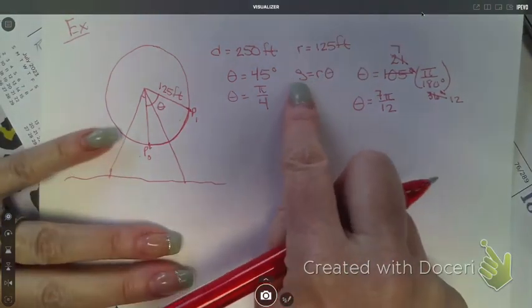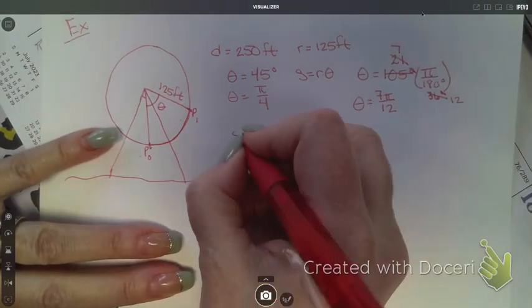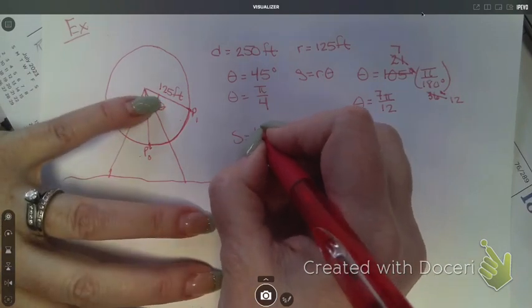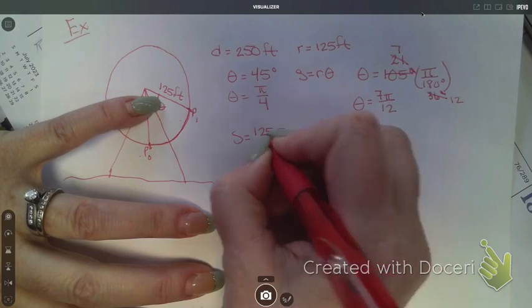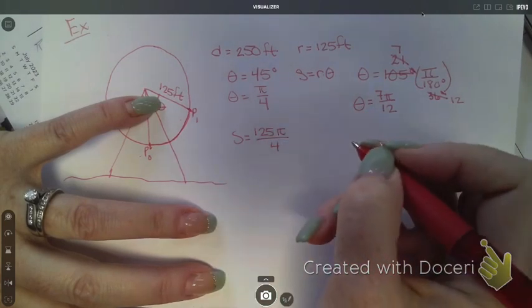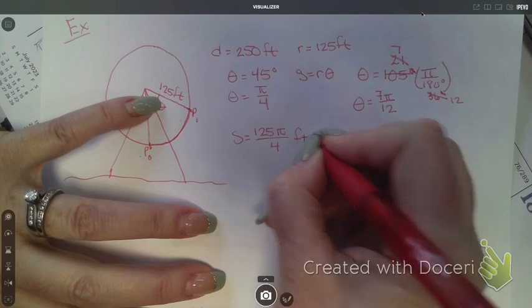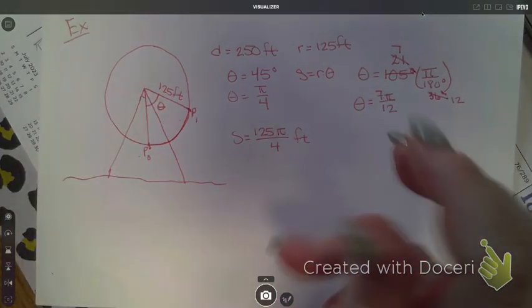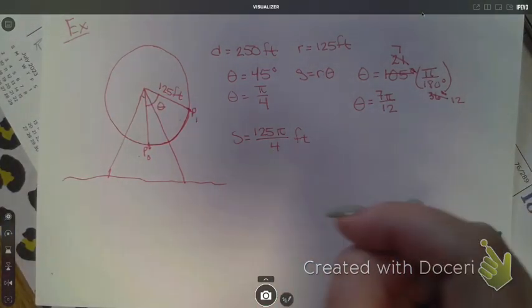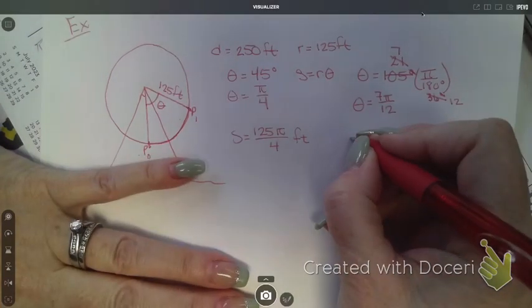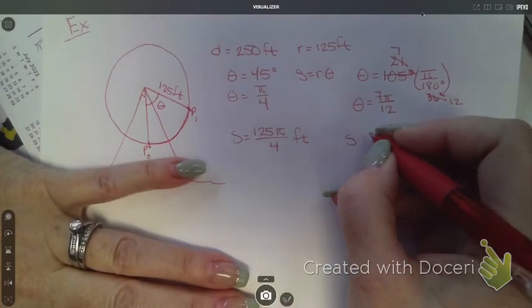And so I just throw it in here, right? Yep. So S equals 125 pi over 4. What's my label? Feet. I'm finding a sector length, not finding an angle. Now, I just wrote it like that. What do I need to do if I can? Reduce. Can I reduce that? No.